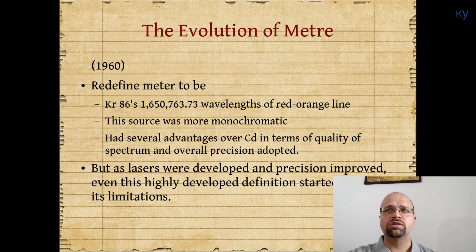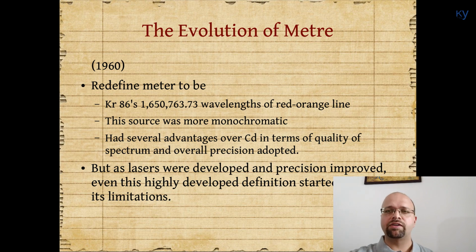So in 1960, it was decided that instead of cadmium, we should use krypton 86, because the red-orange line emitted by krypton was highly monochromatic in nature. And so the meter was defined as 1,650,763.73 wavelengths of that light. In terms of overall precision, this gave a better improvement. But around the same time, lasers were developed and the precision became even higher, and even this definition of the meter started showing its limitations.